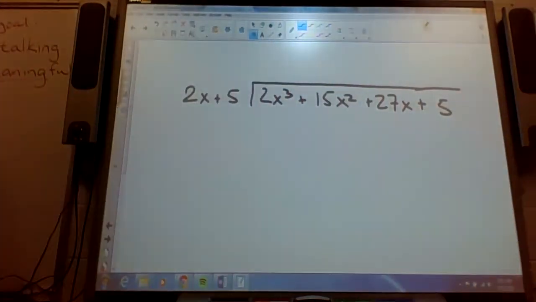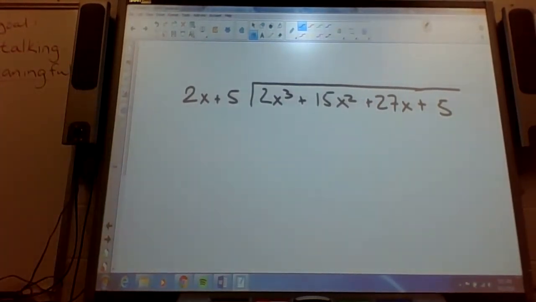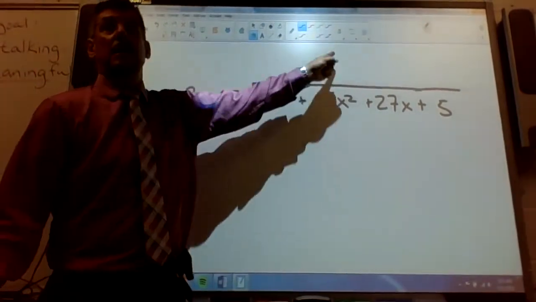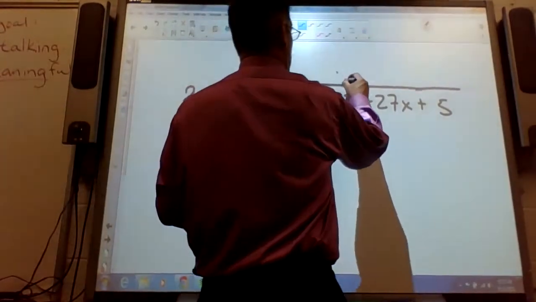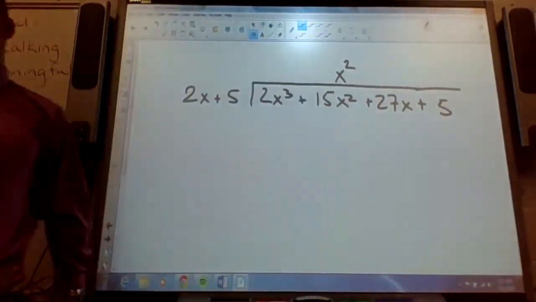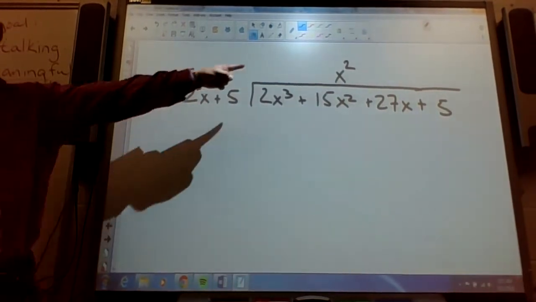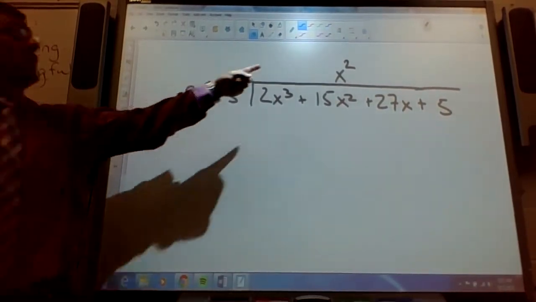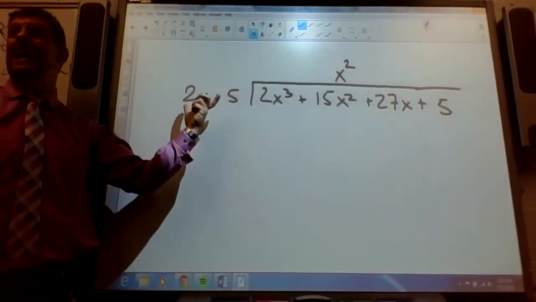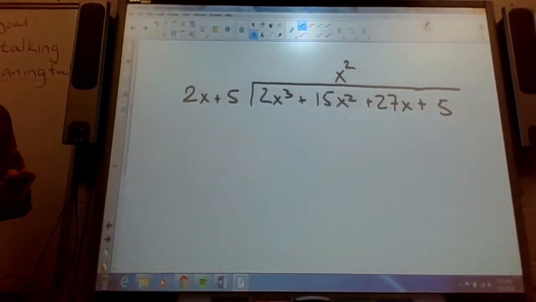All right, so we said 2x times what equals 2x cubed? x squared. And because it's an x squared, I'm going to imagine that I got a column of nothing but x squareds right here. I'm going to put x squared right there. Got that? Now, remember when we did long division? We take this and multiply it by that and put it down here, right? So that's what we're going to do.